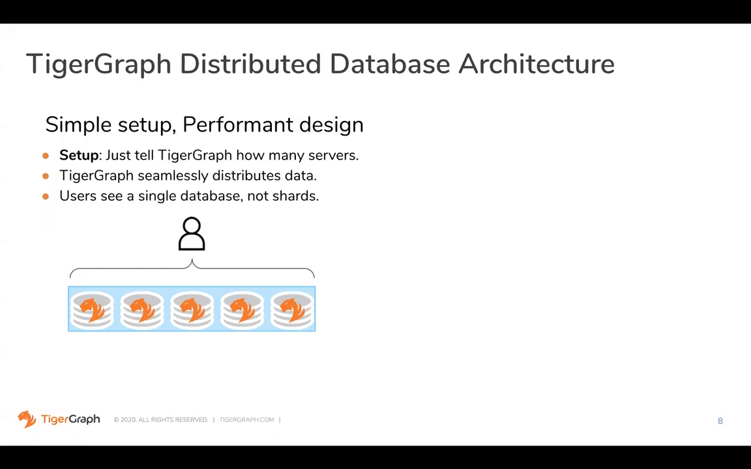Now, from an architecture perspective for deployment, we have simplified that a lot. From a user perspective, it's very simple. When you need to set up, you just have to figure out how much hardware you have, how many servers you need to distribute data. Once you set that up, just tell the TigerGraph system through the installation how many servers you have. TigerGraph seamlessly distributes the data.